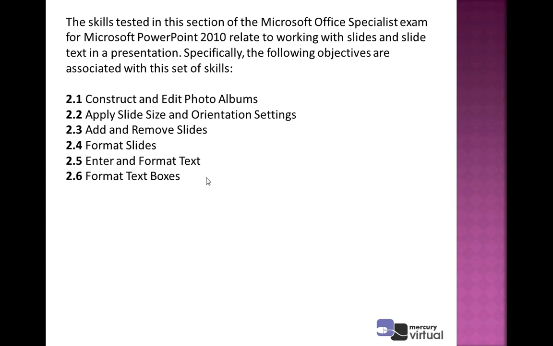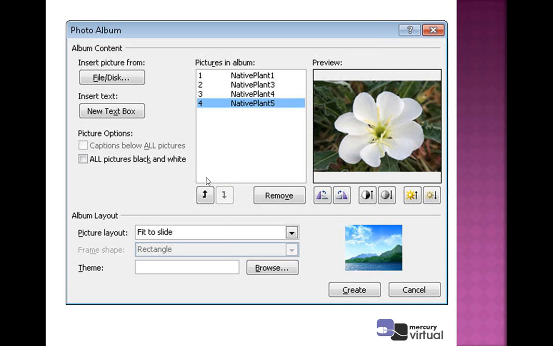In this chapter, there are basically 6 topics. We have studied 6 topics. First one is how to construct and edit photo albums. Next, how to apply slide size and orientation settings. Then how to add and remove slides. Then how to format the slides. Then how to enter and format the text. And then at last how to format text boxes.